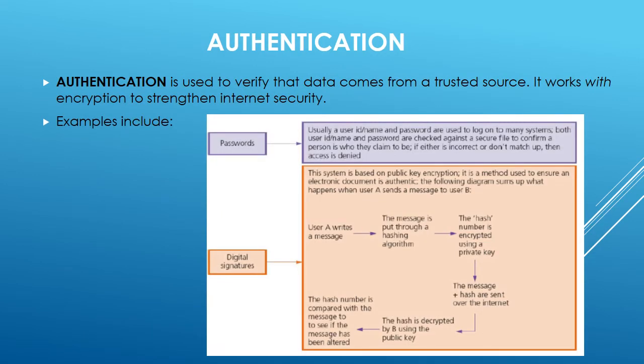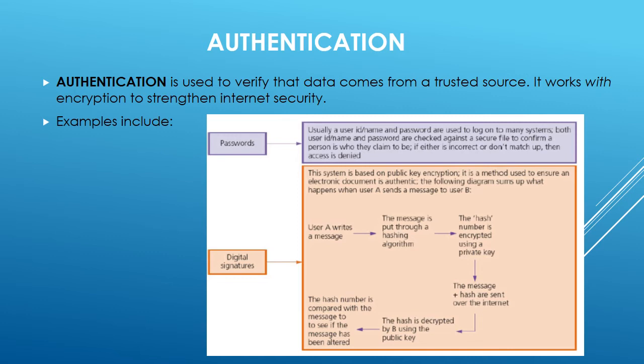Authentication. Authentication is used to verify the data comes from a trusted source. It works with encryption to strengthen internet security. For example, passwords and digital signatures. Passwords, usually a username and a password, are used to log on to many systems. Both username and password are checked against a secure file to confirm a person is who they claim to be. If either is incorrect or doesn't match up, then access is denied.